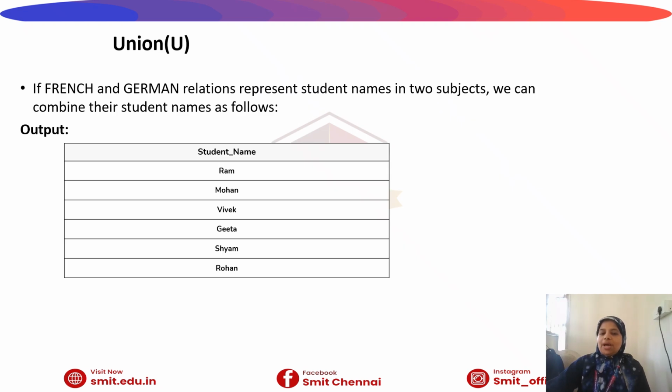So look at this output. I have Raman, Mohan. Okay, Vivek is selected once, Geeta is selected once, and Shyam and Rohan are the remaining names. So the duplicate values are not loaded. Only one time it has been accepted. Okay, this is the union.